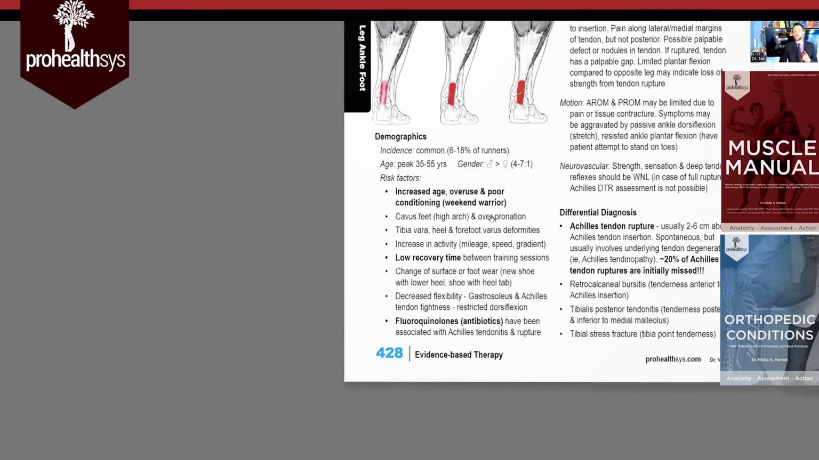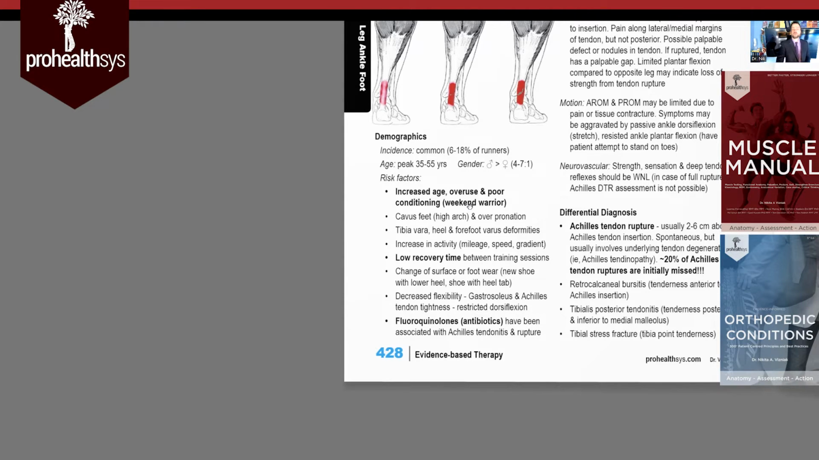So demographics, who gets this? It is a common injury. We see it in 6 to 18% of runners. I've had a few patients in the office, even within the last month, with full Achilles tendon ruptures. Generally, it is your middle-aged person, and it's going to be way greater in men than women. So 35 to 55 and 4 to 7 times more likely in men than women.